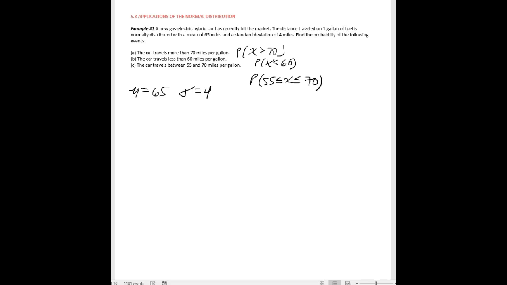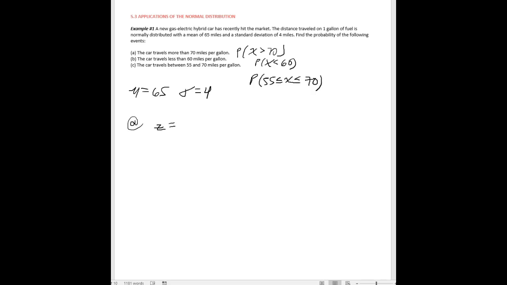Okay, so for all of these, we want to convert to standard normal by finding a z-score. So let's just do problem A. We want to find the probability that the car travels more than 70 miles, right? So let's first find the z-score of 70 miles.